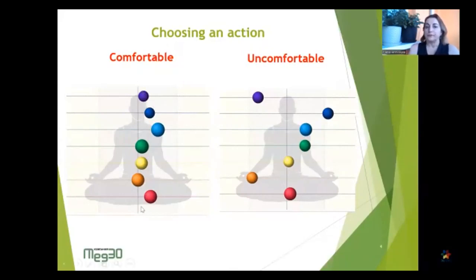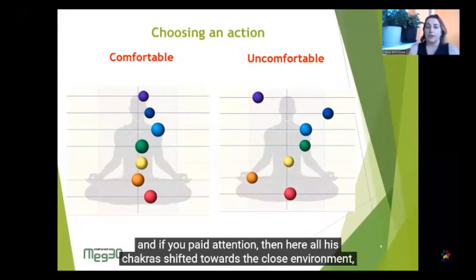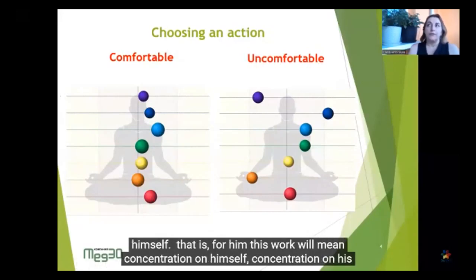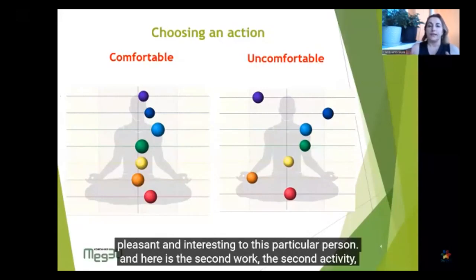For example, here on the left side, a person imagined a certain job, a field of activity that he decided to change. If you pay attention, you see that most of the chakras are slightly shifted towards the inner self. So it means this work for him will mean concentration on himself, on personal things, desires, and possibilities. So this is a job, but not a socially significant job. But on the other hand, it's pleasant and interesting to the particular person.